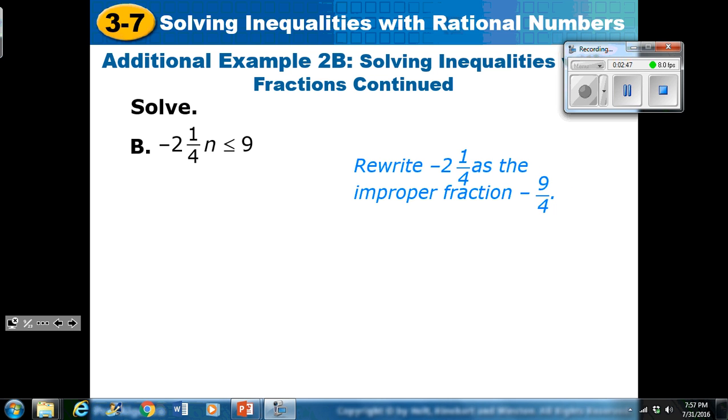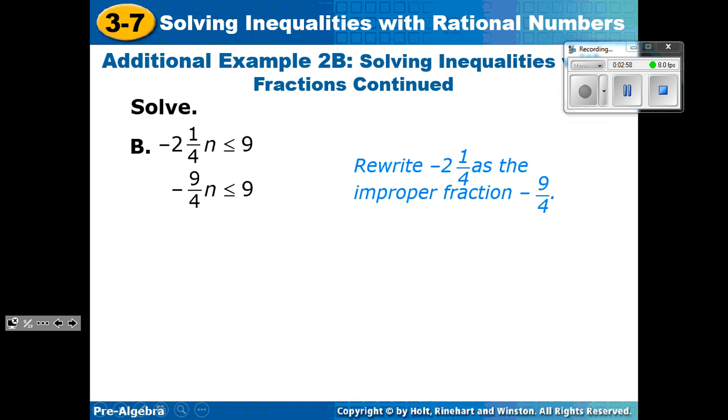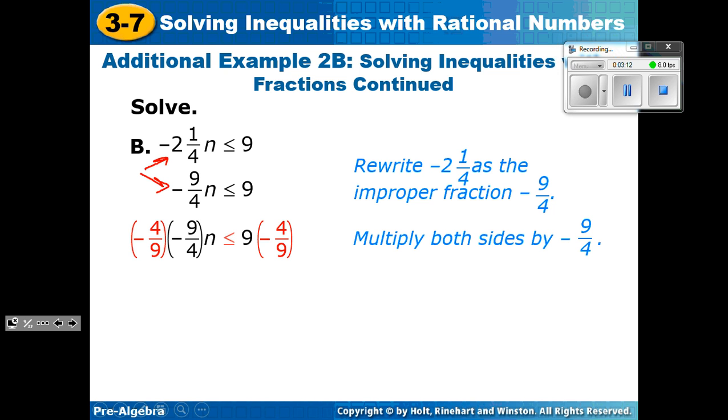Okay, this problem's a little bit trickier. We've got a negative, and we've got a mixed number as well. So the first thing you're going to want to do is rewrite this mixed number as an improper fraction. So that's all we did in that step. Just change negative 2 1/4 to negative 9/4. And then in order to get rid of multiplying by negative 9/4, we're going to multiply by the reciprocal, which is negative 4/9. And we have to do that on both sides.